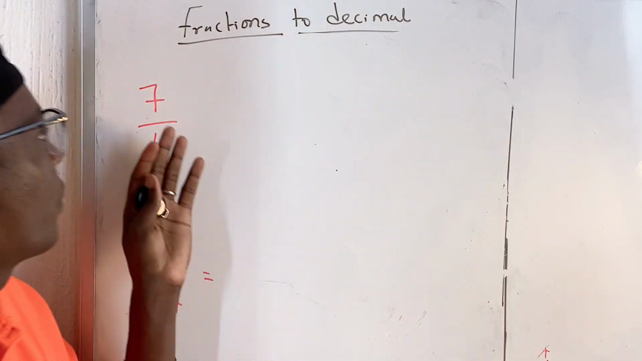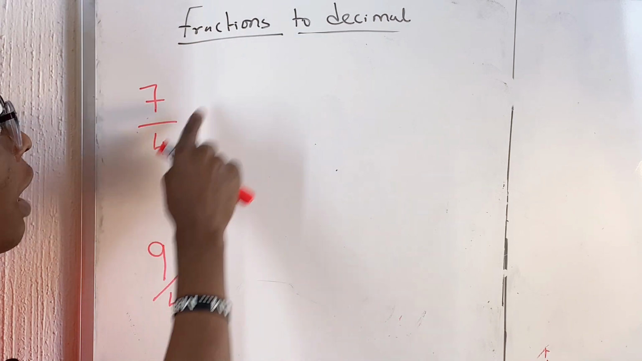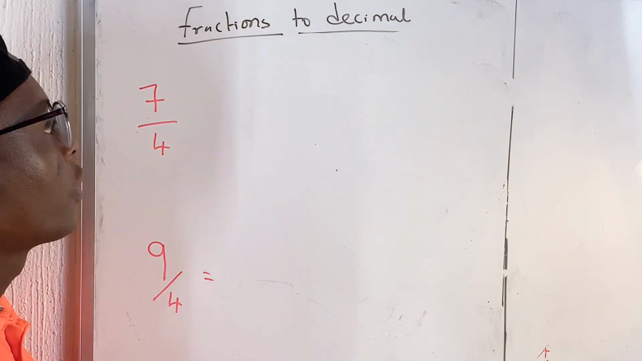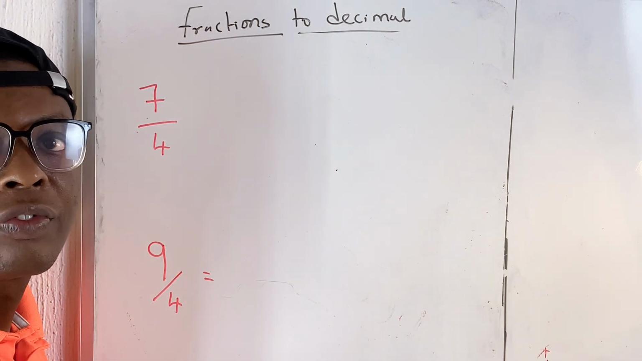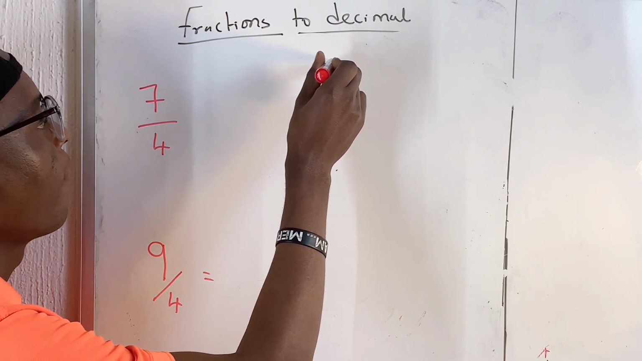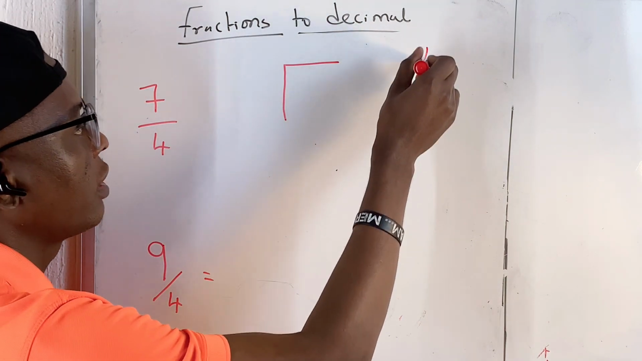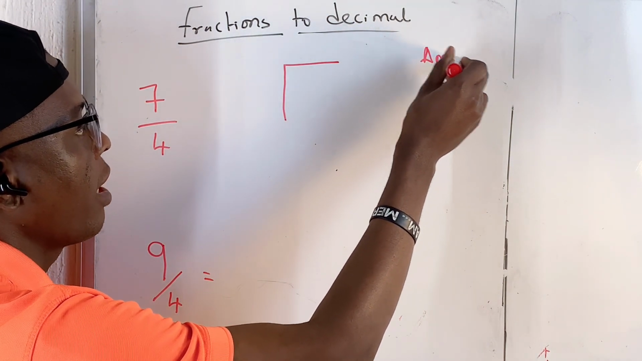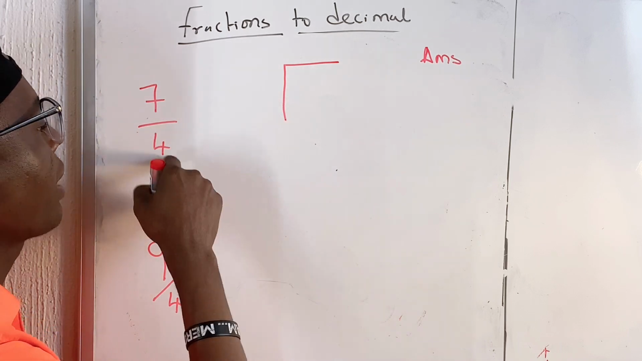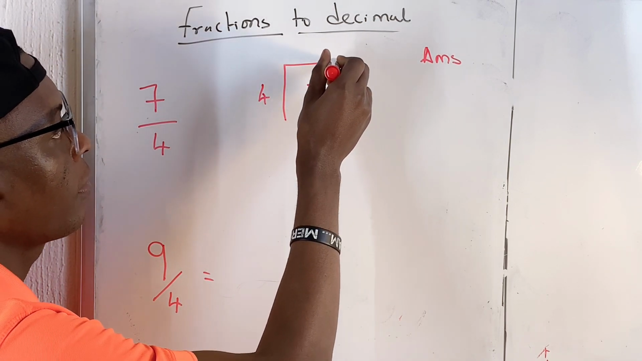So we have a question to solve and we are being asked to express 7 over 4 as a decimal. For us to achieve this, we will make use of DMS, which is long division. So let's go there. First of all, I draw my divisor sign. Now, I'll write my denominator 4 and I'll write my numerator inside the box.